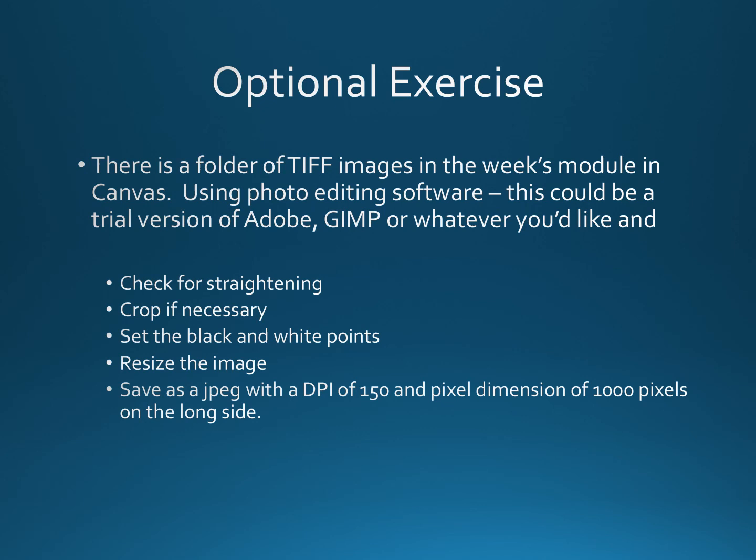Now, some of the images are grayscale, and at least one of them is a color image. But remember, you're setting basically blackness and lightness points, so it doesn't make any difference really if it's black and white or color. Then I want you to resize the image. So the resolution should be 150 ppi, and then we want between 1,000 and 3,000 pixels on the long side. So save it as a JPEG with a DPI of 150. I guess I've told you 1,000 pixels here on the long side. So give that a try and see if you're able to do that.